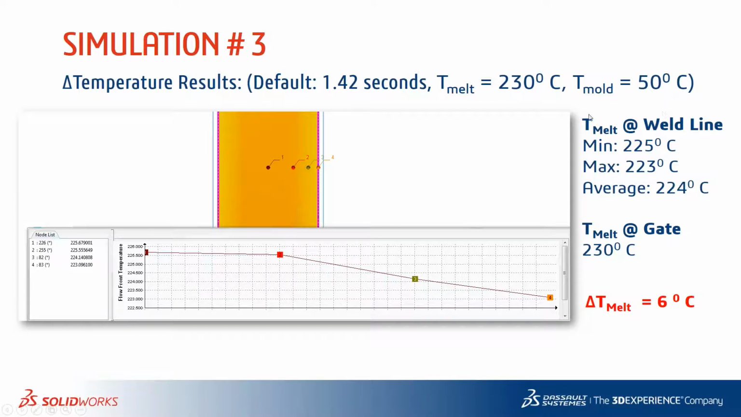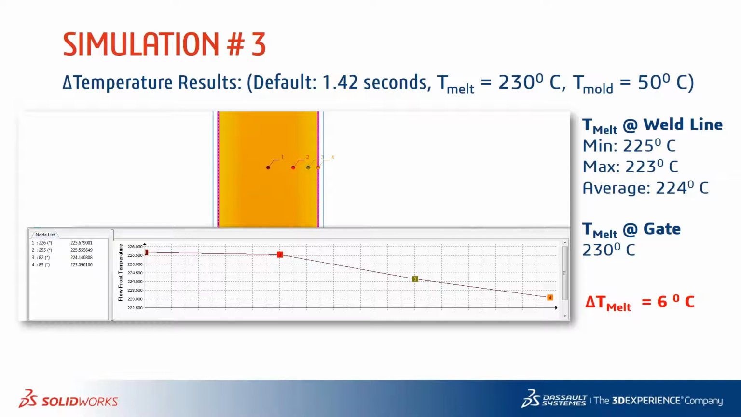Based on repeating the same workflow of investigating the through thickness around the weld lines, in this case from the core of the thickness all the way to the skin on the surface where the weld line is, we can see that the default conditions, let's say these are baseline conditions, give an average temperature of about 224 degrees Celsius, and the melt temperature at the gate is about 230 degrees Celsius, resulting in a delta temperature differential of 6 degrees Celsius.